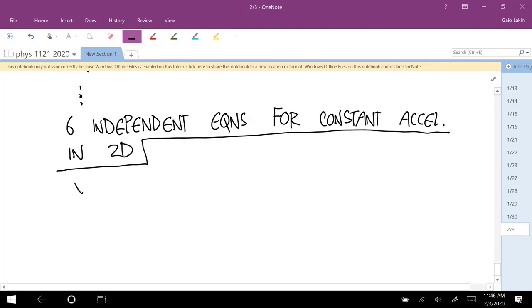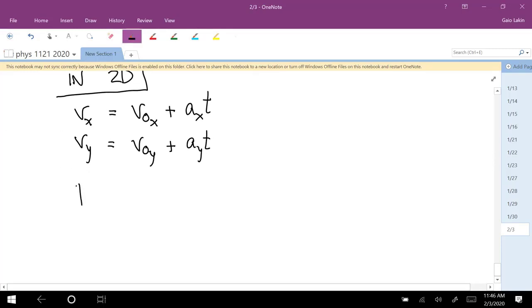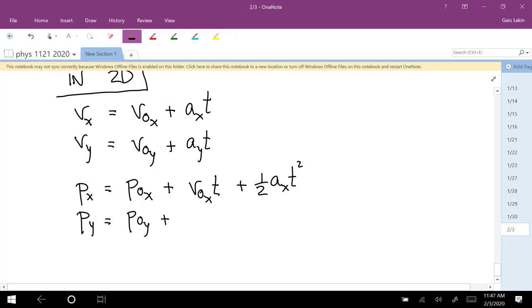And those are: vx is equal to v0x plus axt. And then the y version of that one, vy, is equal to v0y plus ayt. And now we'll go on to the 2 position equations. The first one says px is equal to p0x plus v0xt plus 1/2 ax t squared. And the second one says py is equal to p0y plus v0yt plus 1/2 ay t squared.